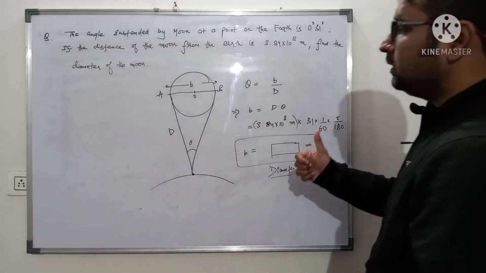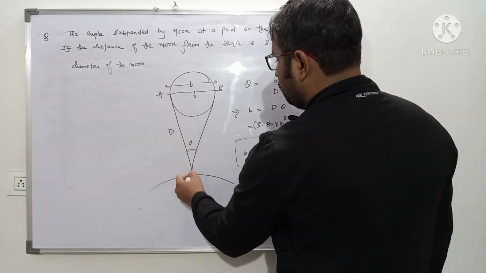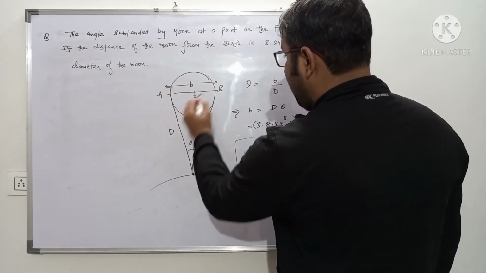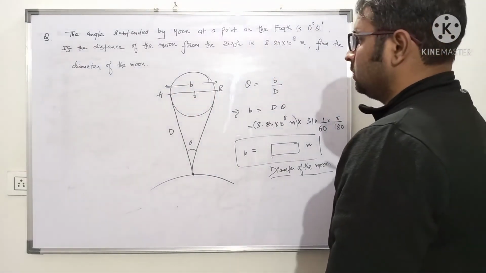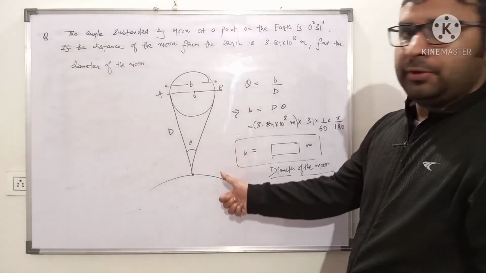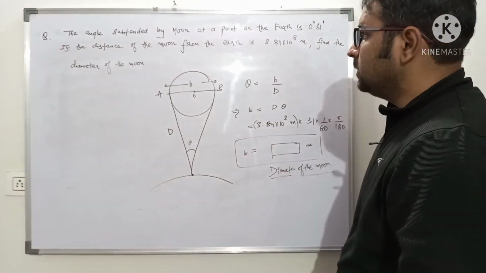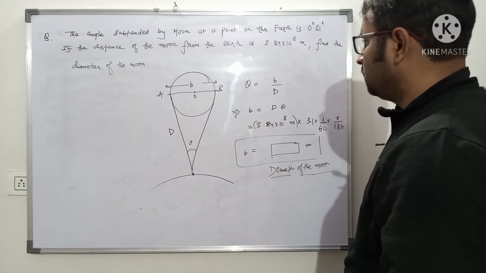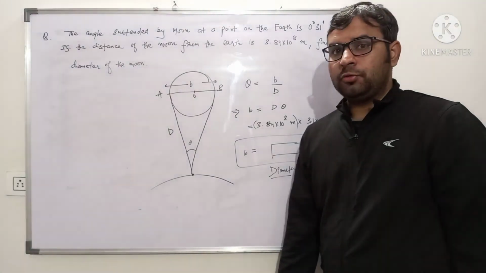The parallax method is used to find the distance between two heavenly bodies and the diameter of those heavenly bodies. By using this, we can find the diameter of the moon, we can find the diameter of the Earth. So this method is very beneficial. I hope it is clear to all of you.